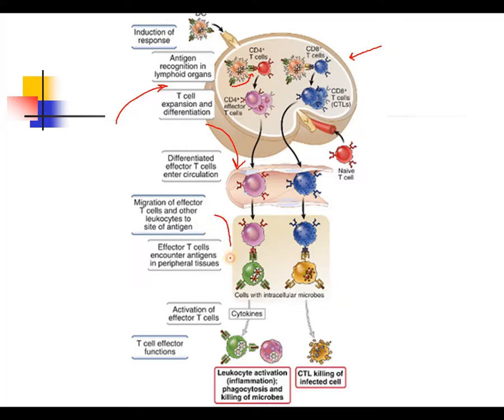In the case of CD4 helper cells, they will secrete cytokines that might help macrophages, for example, with their phagocytosis and killing. They might help B cells. That's actually going to happen somewhere else. And in the case of the CD8 positive T cell, they will migrate to the site of the infection and kill the infected cell. We're not really going to focus on the effector functions today. We're really going to focus on this stuff to begin with.